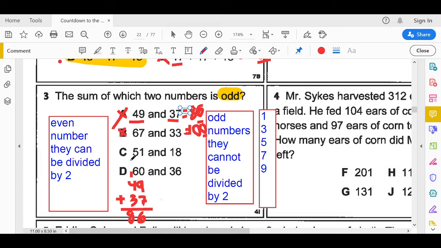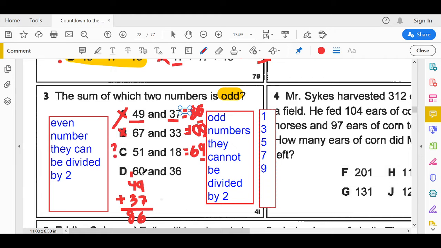When I add the two numbers in letter C, 51 and 18, my answer is 69. And I can see that my last digit here is a 9. So yes, this is an odd number. So most likely this is the right answer, amigos.